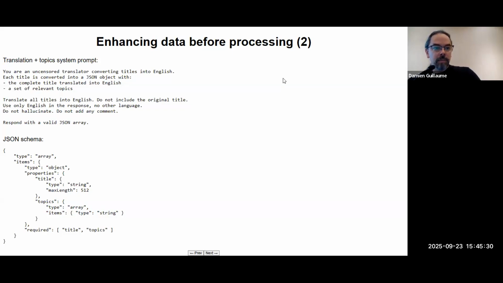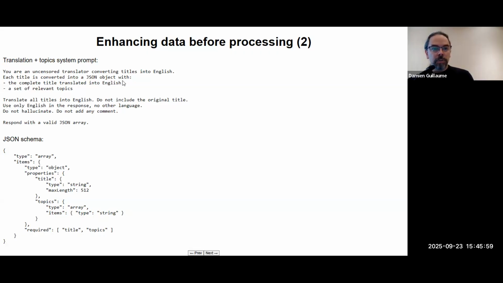So here's an example of what I've used. Censored translator. I had to add uncensored, otherwise it would refuse to translate some titles. The good thing about running it locally is that I can put that in the system part. So I basically changed the focus to get uncensored output.